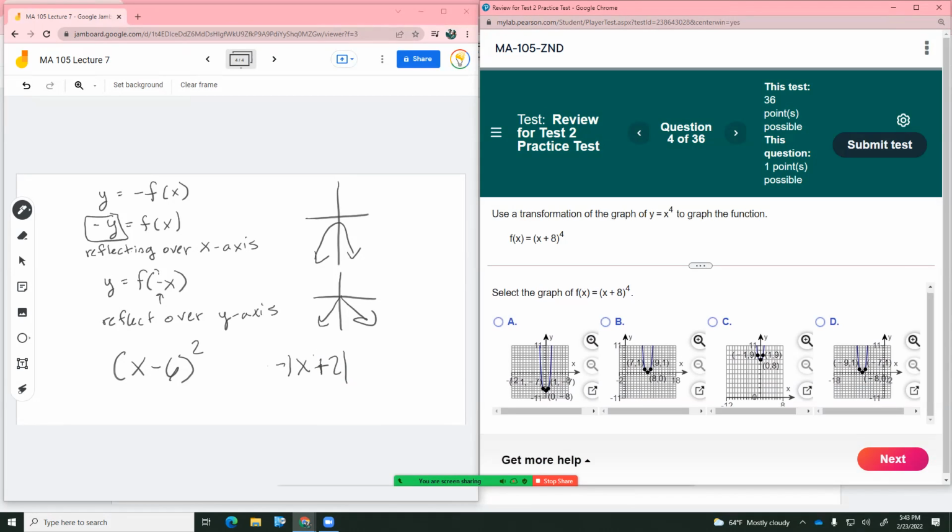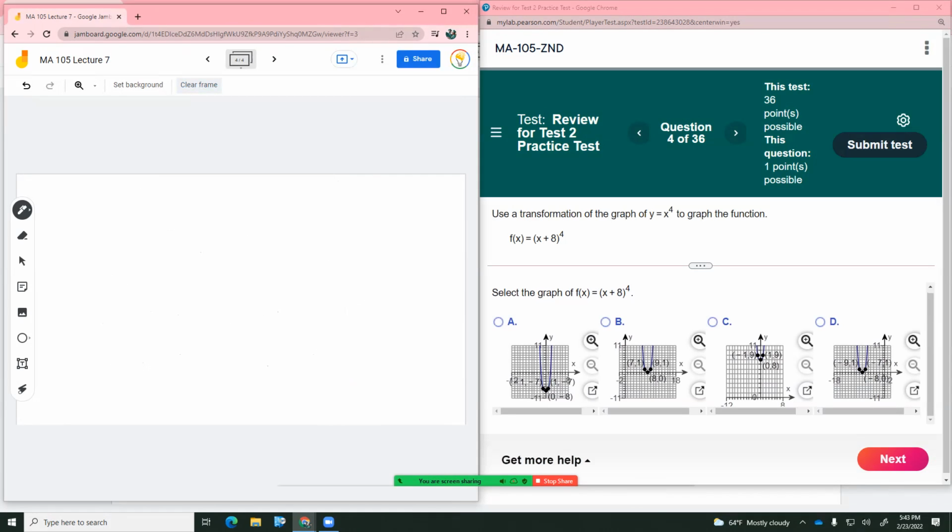All right, same thing for this one. Use the transformations on the graph. You can easily see you're adding 8 on the inside. So if we have x plus 8, that means we're going to be shifting to the left. It's on the inside, so that means left or right, but since it's plus, we're going to be shifting to the left. So we're looking for something that shifts to the left 8 units, and that is D in this situation.